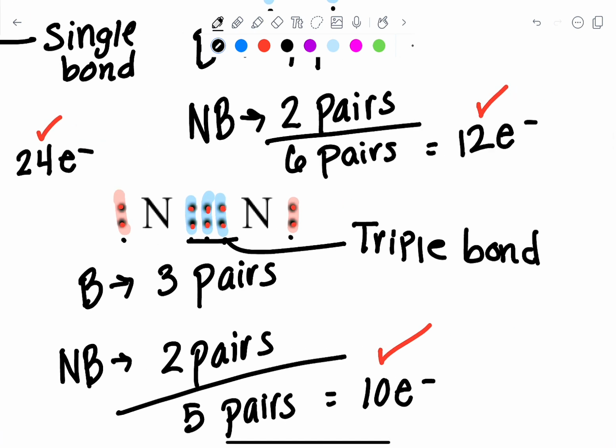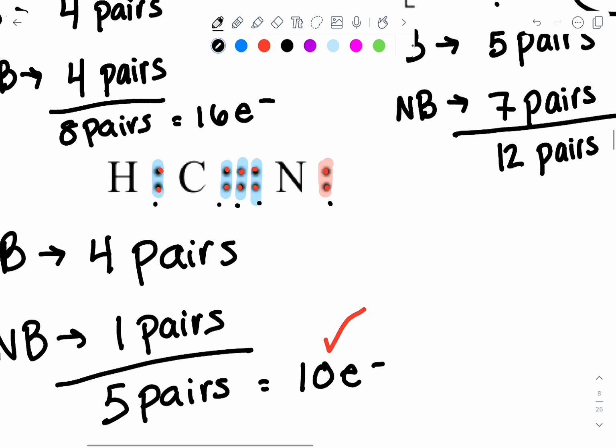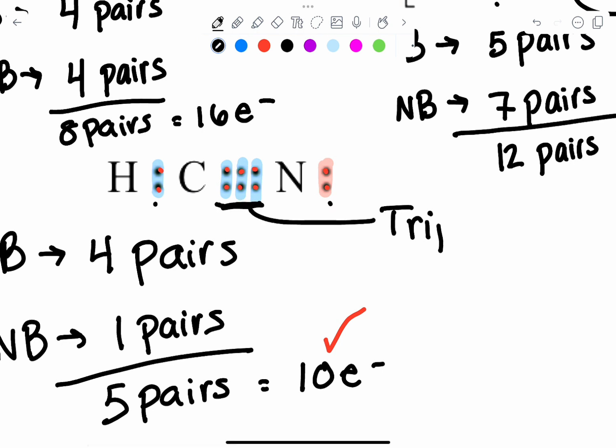Because we had 3 pairs of electrons holding two atoms together. So there were 3 pairs of electrons in between those nitrogens, so they make a triple bond, which we also saw over here between this carbon and nitrogen. We have a triple bond.